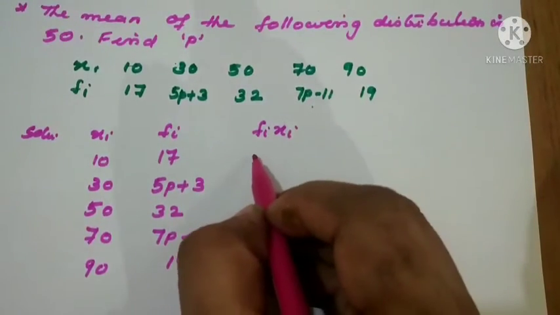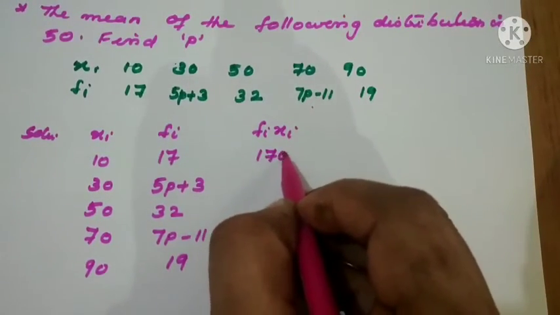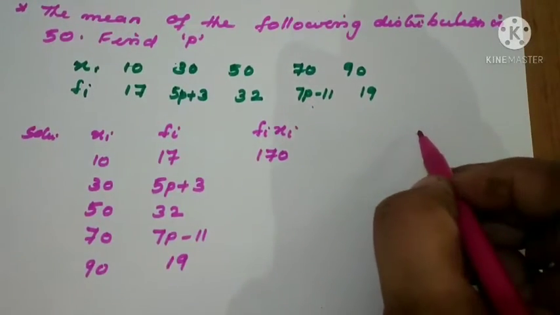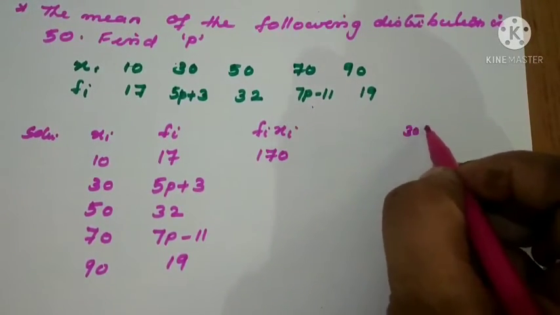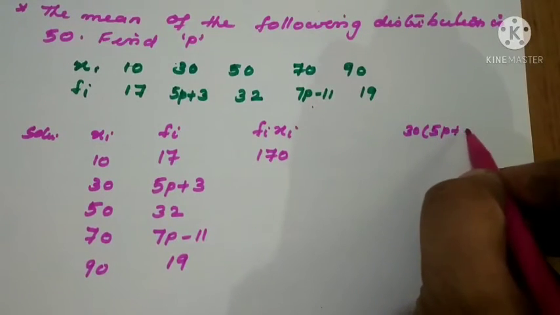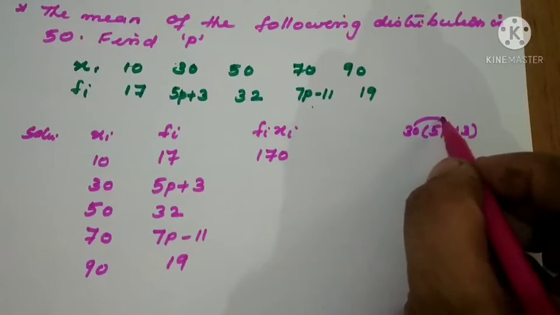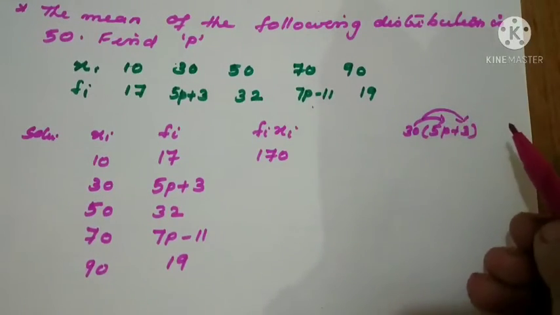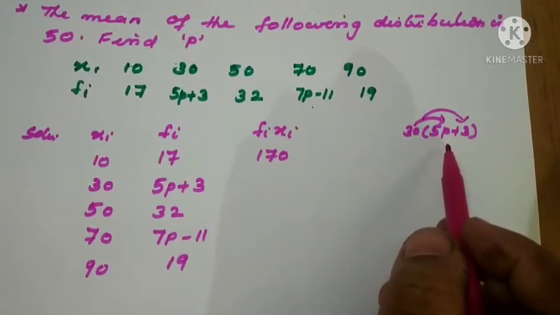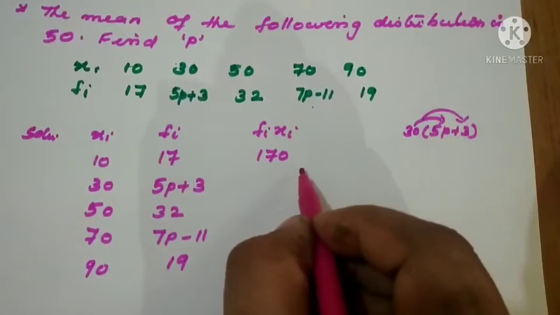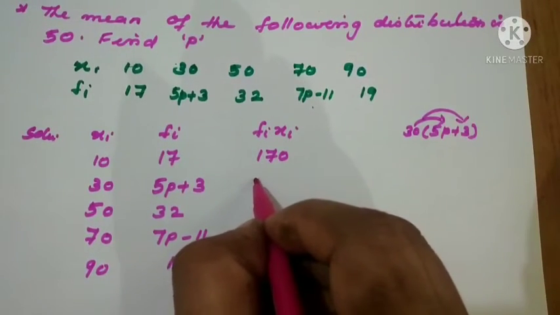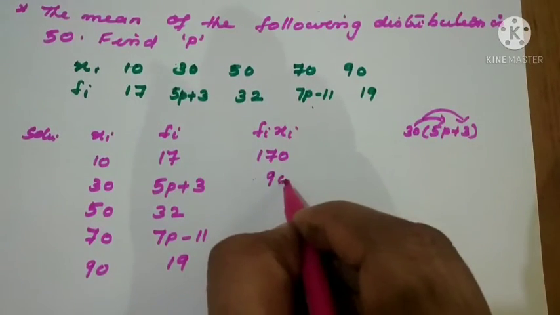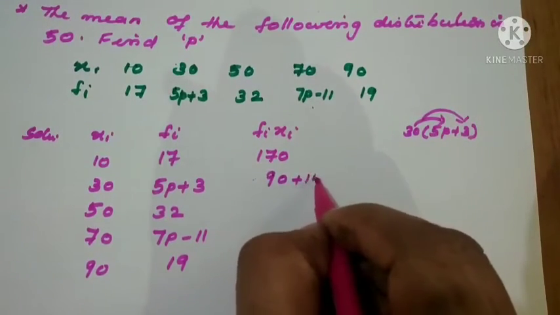17 into 10, 170. Here children will make the error. 30 into 5P plus 3. That means 30 should be multiplied with 5P and again multiplied with 3. So when we are multiplying 30 and 5P, the result is 150P. And 30 into 3 is 90. So I'll write like this: 90 plus 150P.